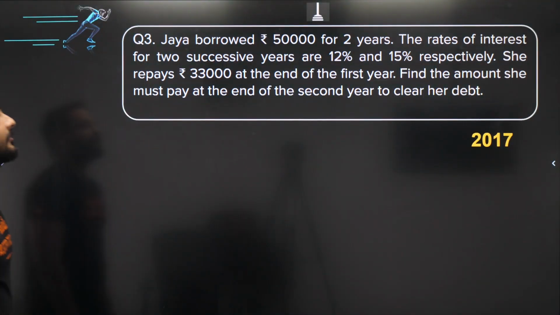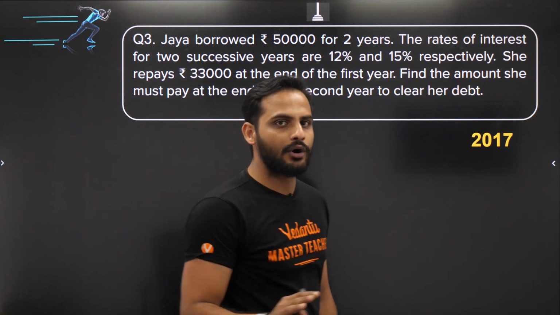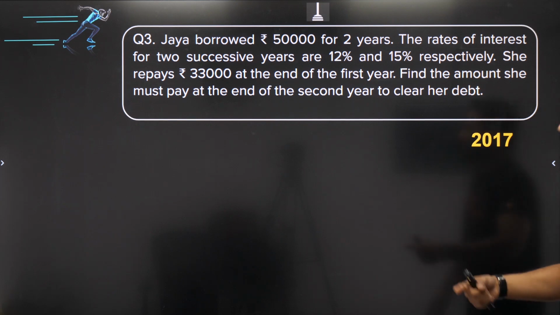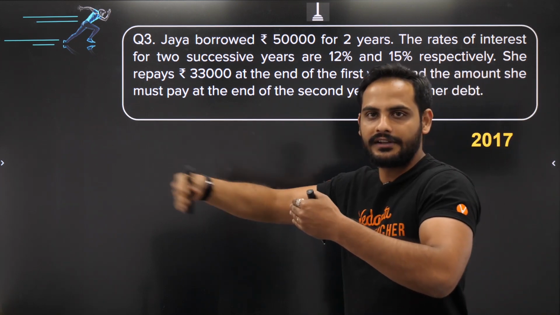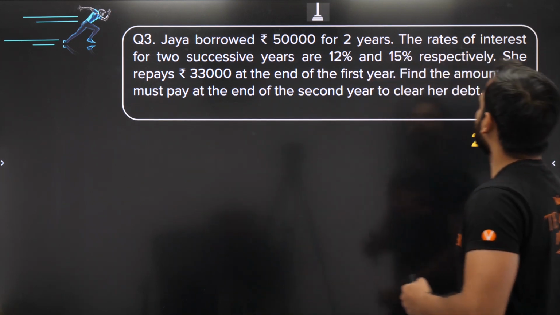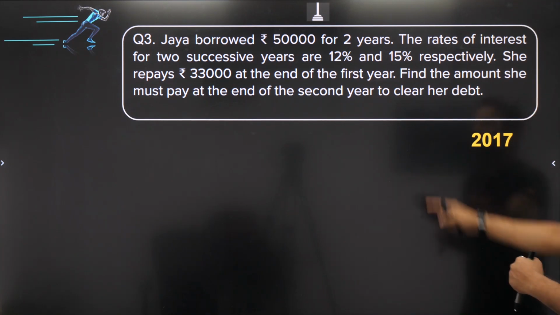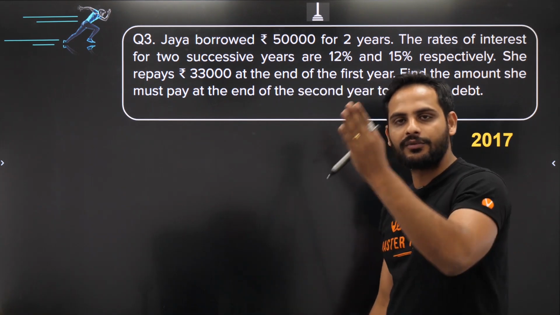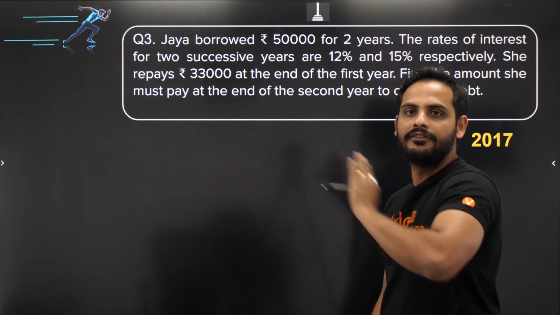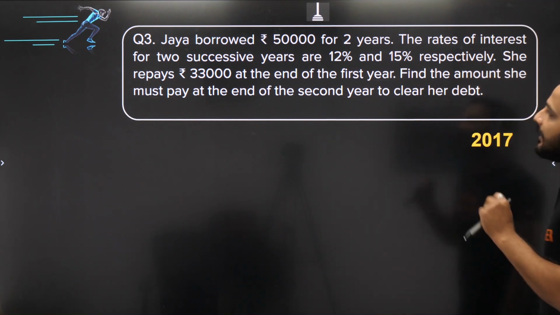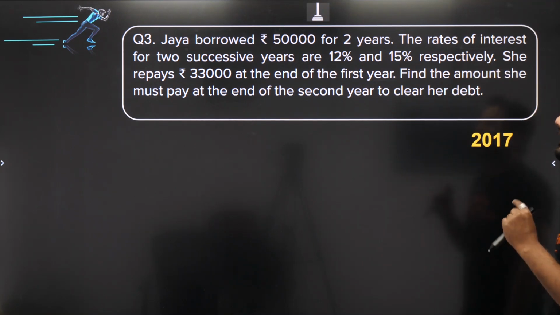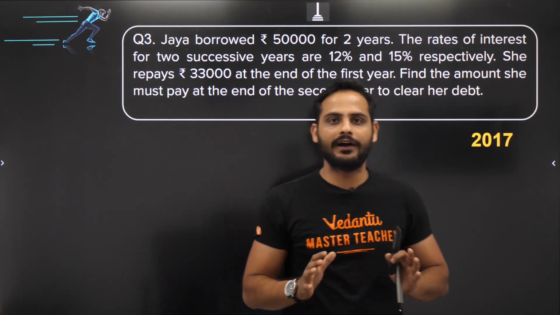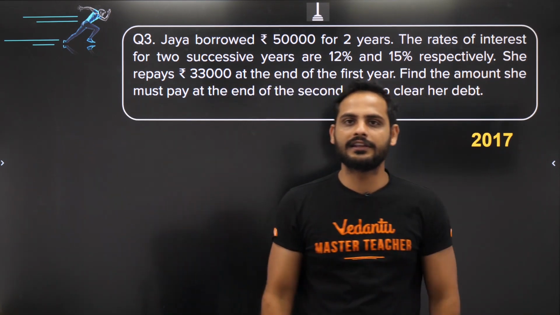Jaya borrowed 50,000 for 2 years. The rate of interest for two successive years, meaning one after the other, the next consecutive, are 12% and 15%. So for the first year it is 12%, for the second year it is 15%. She repays 33,000 at the end of first year. What she did is that once the first year got over, she repaid 33,000.